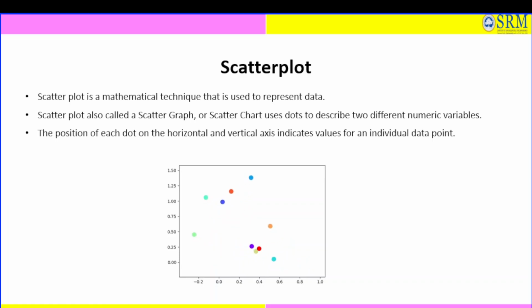So, scatterplot is nothing but like it is scattered. The points are scattered around, and it is a mathematical technique to represent the data. Scatterplot we can also call as scattergraph, scatterchart, and this is being used to describe two different numerical values by using some dots. And position of each dot on the horizontal or vertical axis indicates values for an individual data.